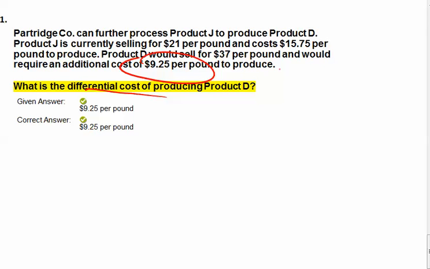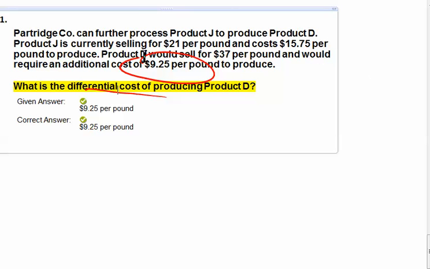All they asked me for was the differential cost. The cost to produce the prior product is the sunk cost that's already there. They're only asking for the differential.